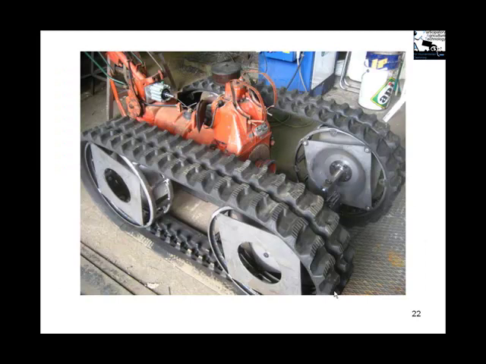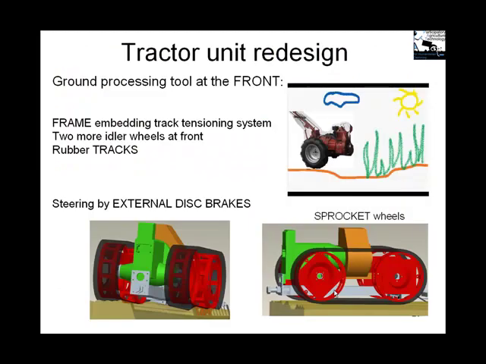So we have an overlook on the tractor unit. We had to add 2 more wheels in the front to keep the machine stable while being operated remotely. Therefore, we had to design a frame, we had to design new wheels that were able to support tracks, and we also had to add tracks because the machine is going to drive over a land that has already been processed, and the ground processing tool is at the front. And we also added 2 external disc brakes to achieve steering through differential skid steering.